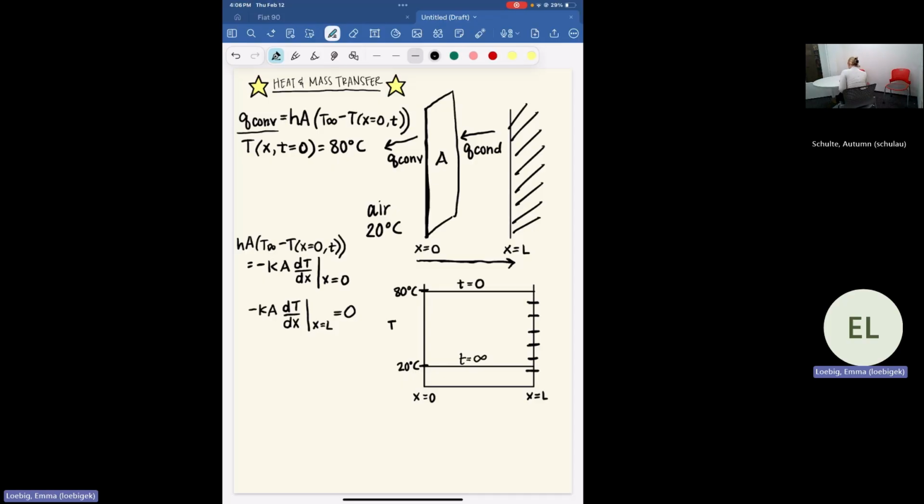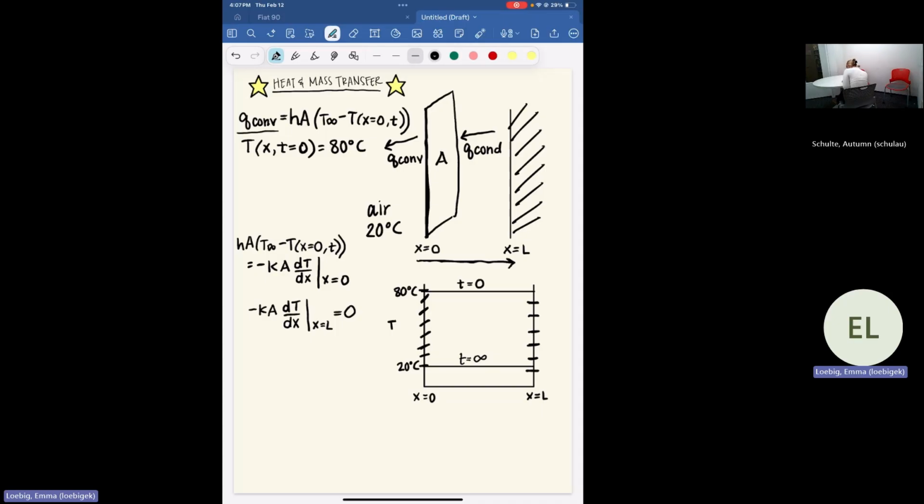Now, where is the slope of our temperature gradient going to be the highest? Well, it is going to be up here at 80 degrees Celsius, where our initial temperature is the highest. So we're going to have the steepest slope up here, and gradually our slope is going to decrease over time until we hit time equal to infinity and our temperature gradient is 0.